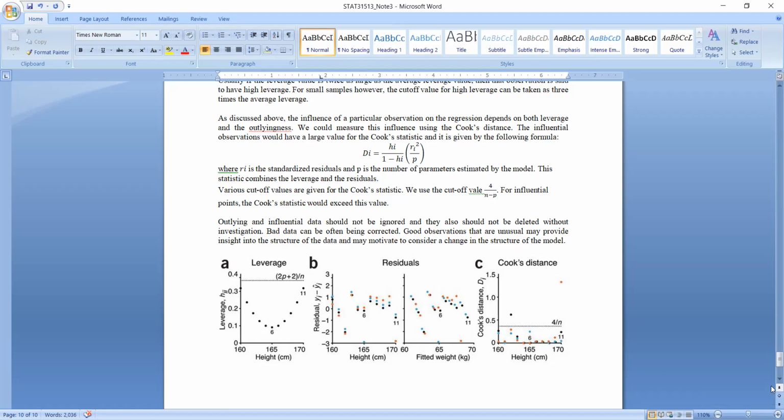We are not going to discuss them here. I want you to understand how to identify the outliers using the Cook statistics. So is that clear up to that point?